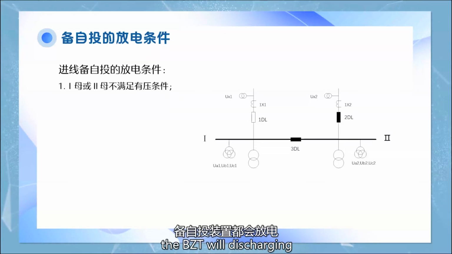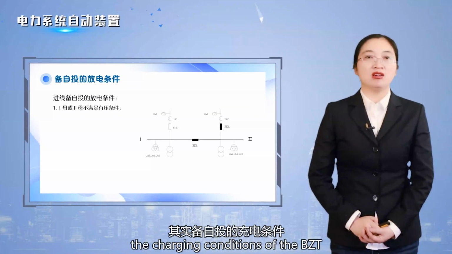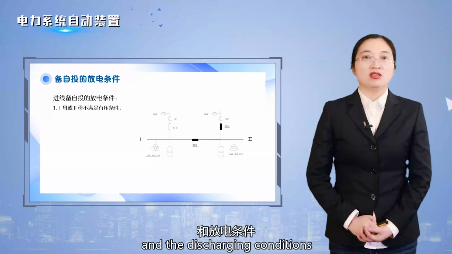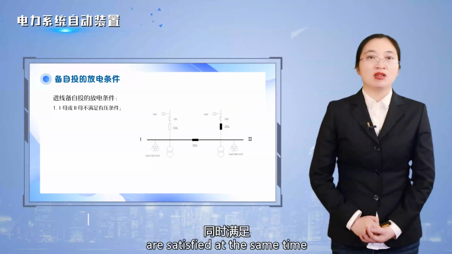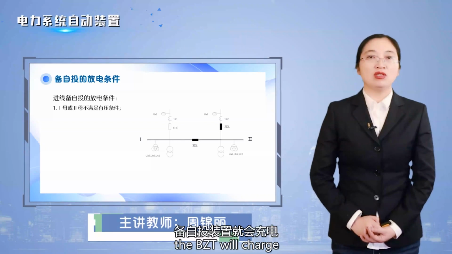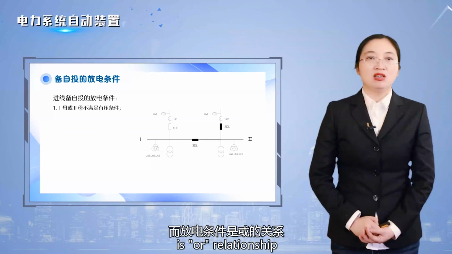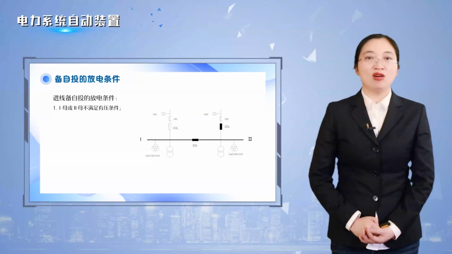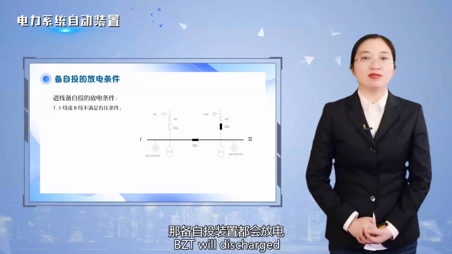The BZT will discharge. In fact, the charging conditions of the BZT are satisfied at the same time, and then the BZT will charge. The discharging condition is an OR relationship. That is to say, if any one is not met, the BZT will discharge.